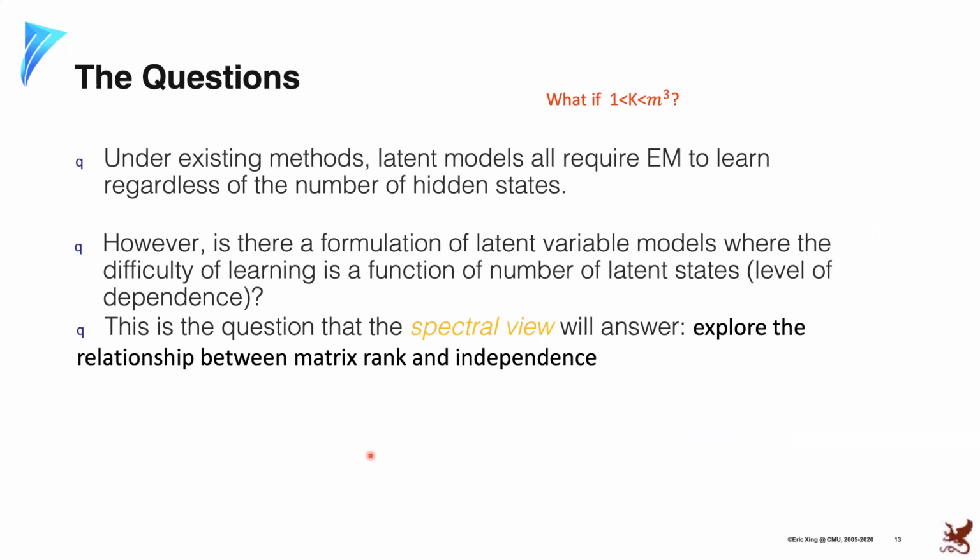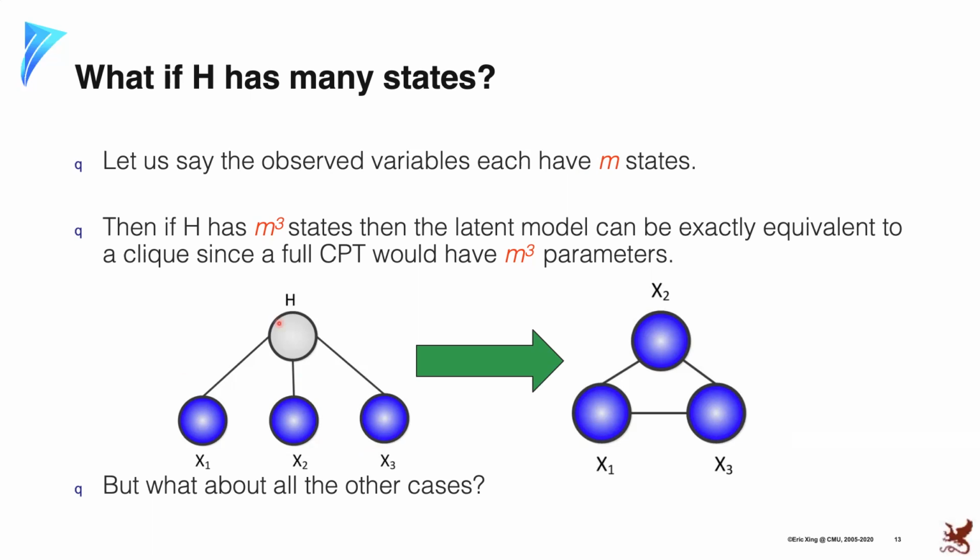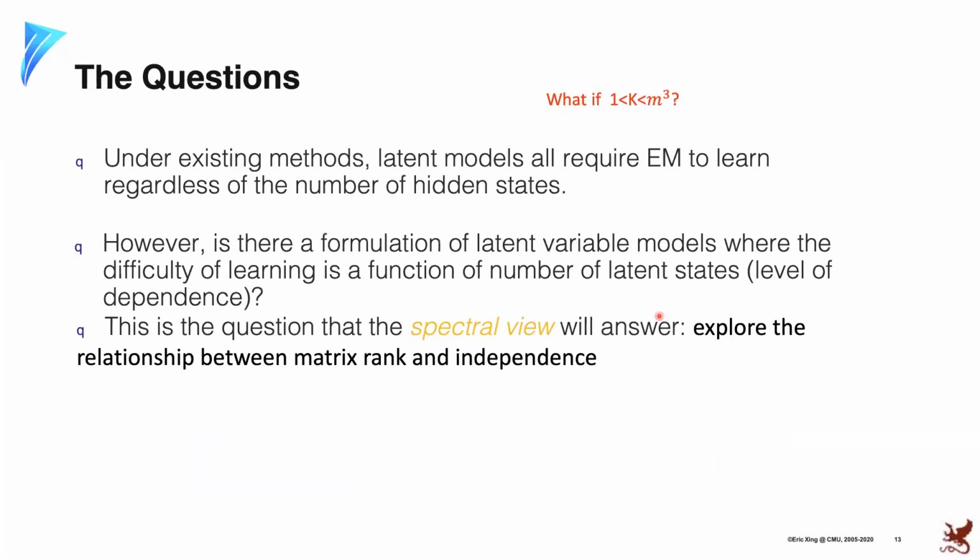Essentially, we see that when we change the cardinality of this edge, it results in a different graphical model in this very toy example. However, under existing methods, latent models all require EM to learn, regardless of the number of hidden states. But spectral learning is trying to answer the following question: is there a formulation of latent variable models where the difficulty of learning is a function of the number of latent states? Because we already see that the number of latent states can reveal the level of dependency among these variables. This is what the spectral view will answer.